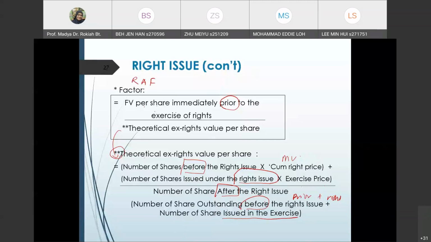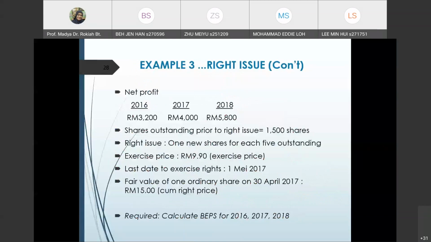Okay, so we try to calculate this one. And you have 3 years reported here. So the outstanding shares prior to the rights here is 1,500. This is the number of shares before the issuance of rights. The rights issue here is 1 new share for each 5 outstanding shares. So 5 outstanding shares entitled for 1 new share, 1 right. Exercise price is 9 ringgit 90. The last date to exercise the right here is on 1st of May 2017.